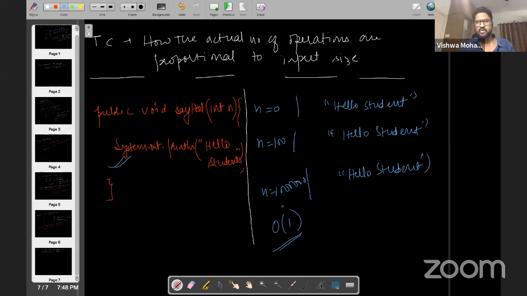Big O means the worst case time complexity. If I have to do something, what can happen in the worst case? Even if the n value is 1 million or 1 crore or 1 trillion, however high the value of n is, this method will always execute one statement, which is hello world. So the time complexity is constant, right? Let's see another simple example, and then we'll move further.